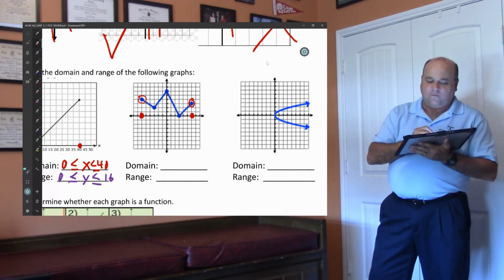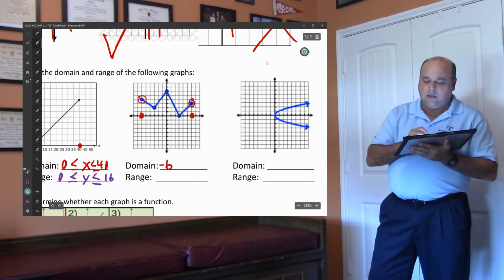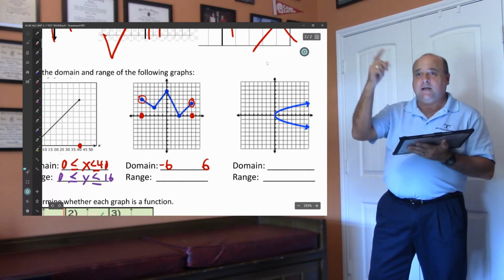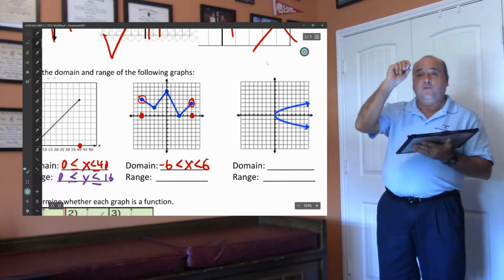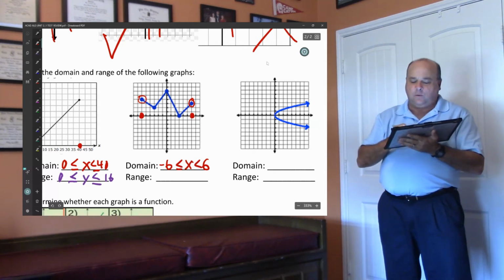So now then I'm going to count these spaces. 1, 2, 3, 4, 5, 6. This is -6. 1, 2, 3, 4, 5, 6. This is +6. My domain is x. I put less than symbols in here. They both have closed dots, so they're going to have equal bars.